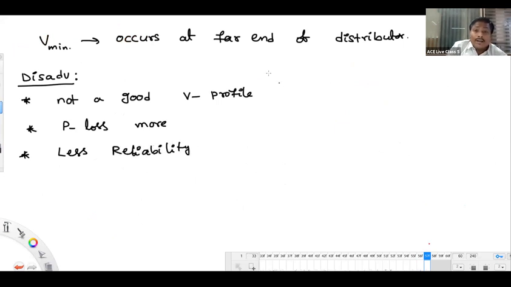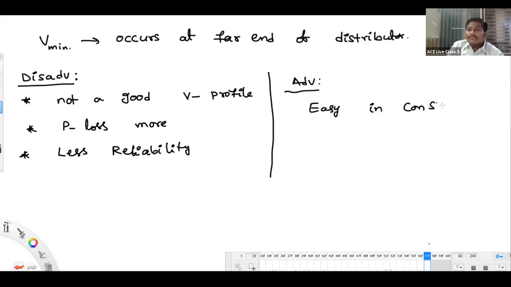But the advantages will be easiness in the construction as well as in operation. Easy in construction and operation.